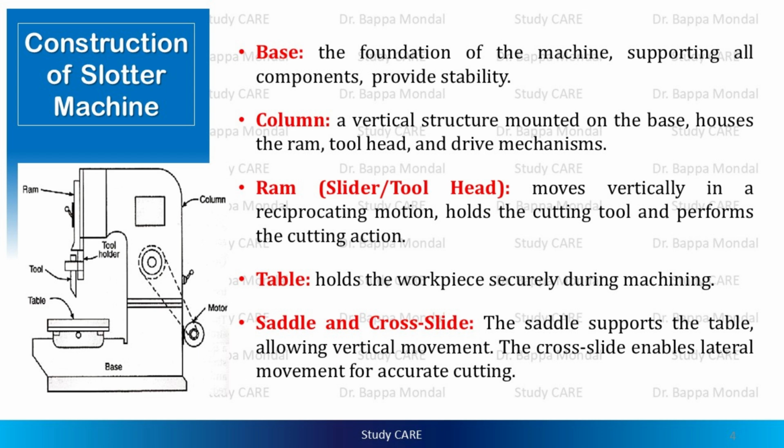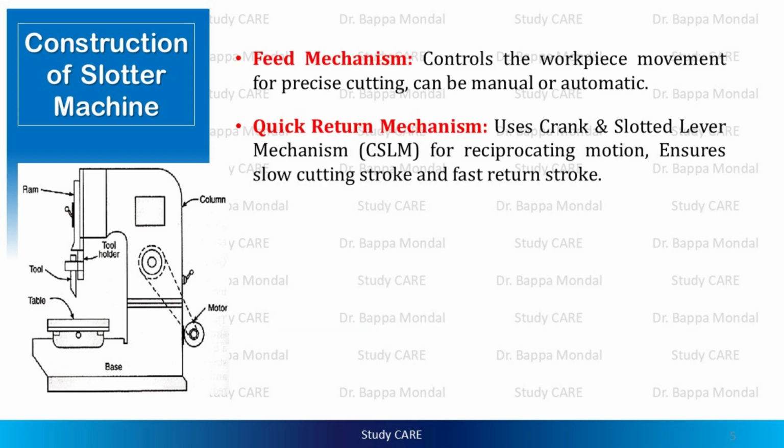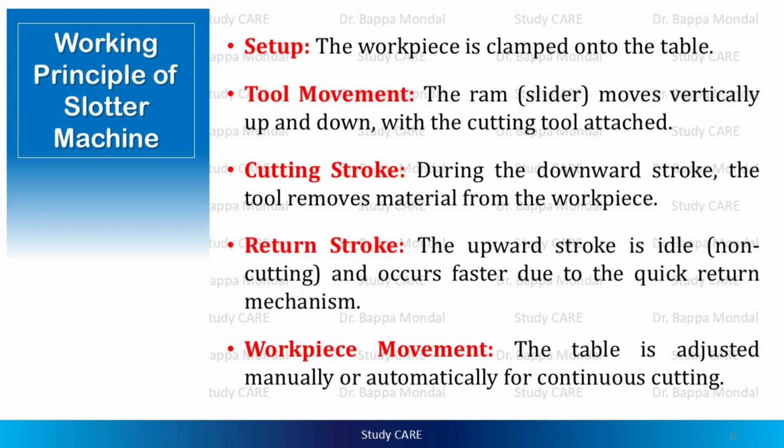Saddle and cross slide. The saddle supports the table, allowing vertical movement. The cross slide enables lateral movement for accurate cutting. Feed mechanism, controls the workpiece movement for precise cutting, can be manual or automatic. Quick return mechanism, uses crank and slotted lever mechanism, CSLM, for reciprocating motion, ensures slow cutting stroke and fast return stroke.